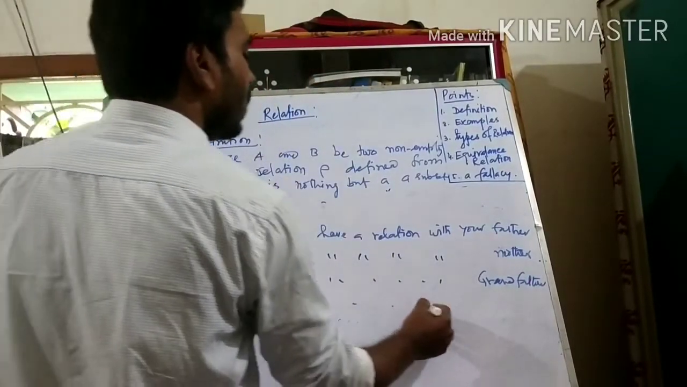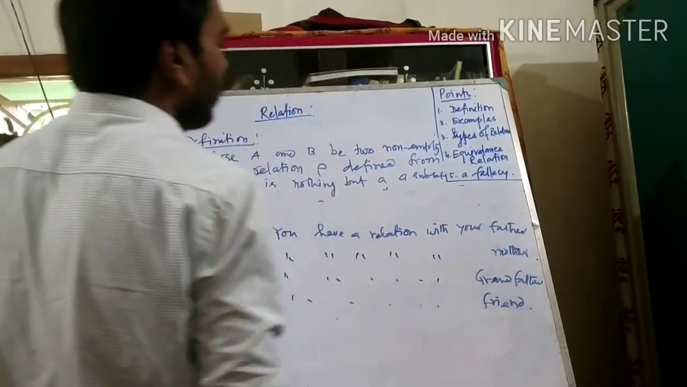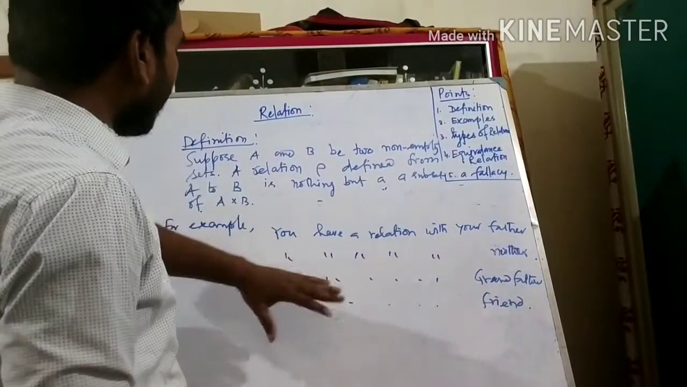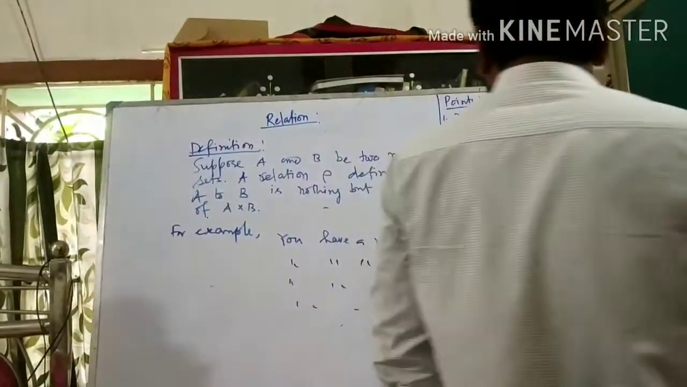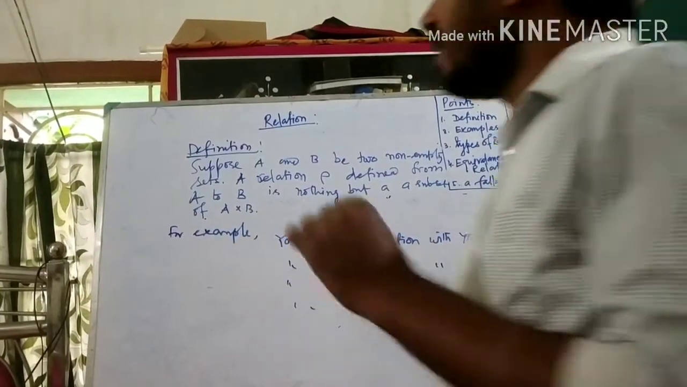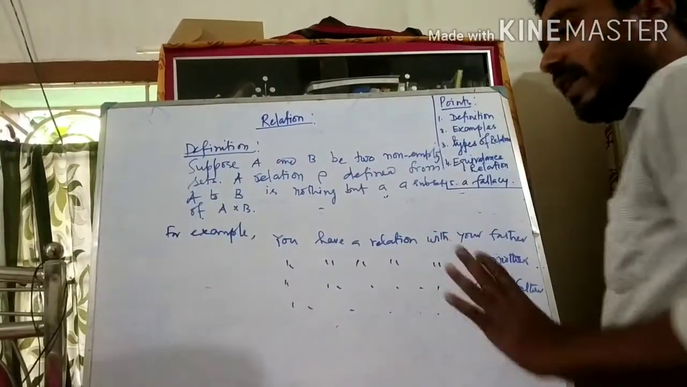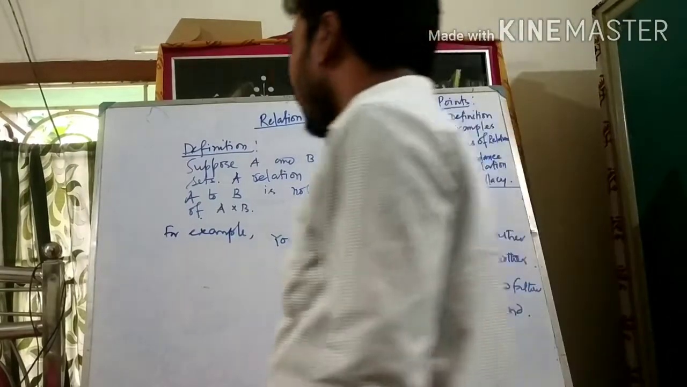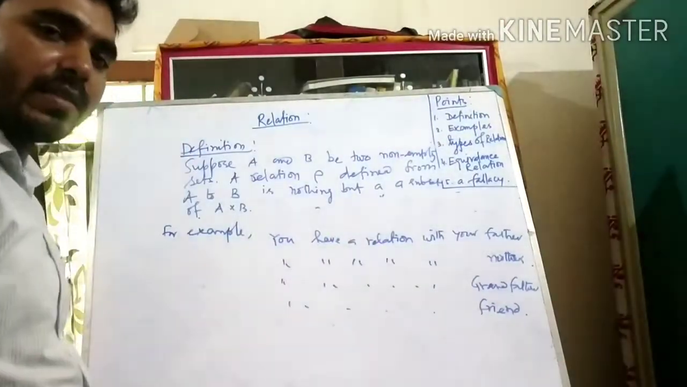You have a relation with your friend, right? So I have listed here only 4 relations. There are many relations we are familiar with in real-life situations. And all the relations I have listed here are distinct.